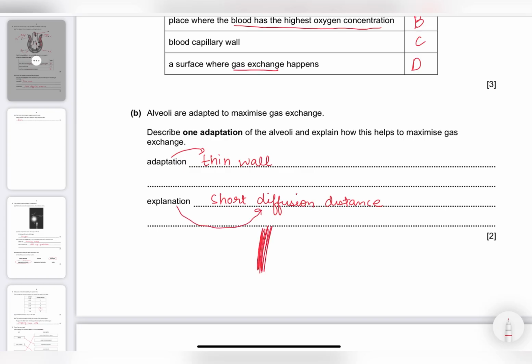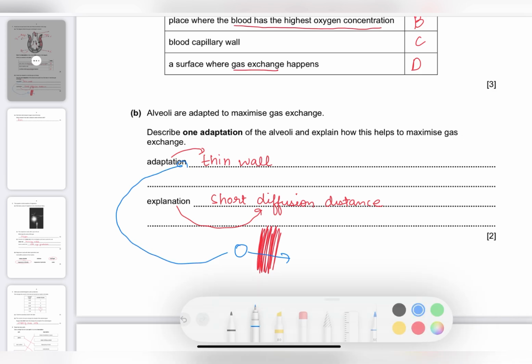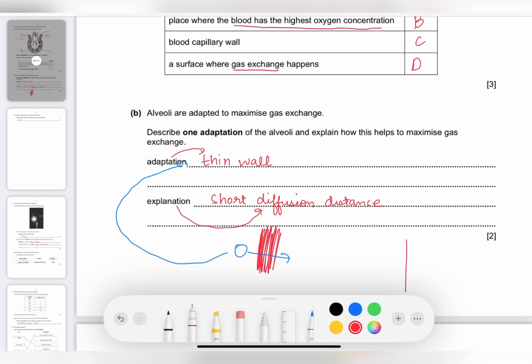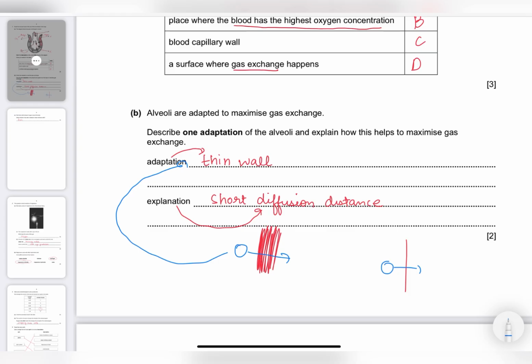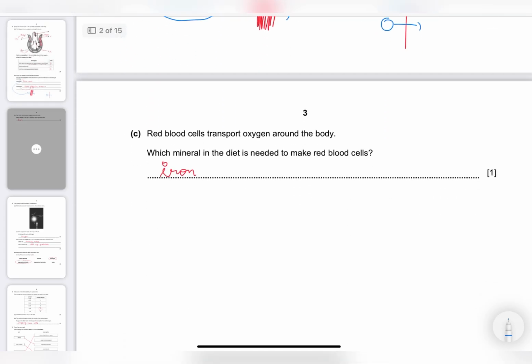If the wall is too thick, and imagine this as oxygen, all right, so distance for diffusion will be too much, right? But because they are thin walled like this, the oxygen can pass in easily. So short diffusion distance.